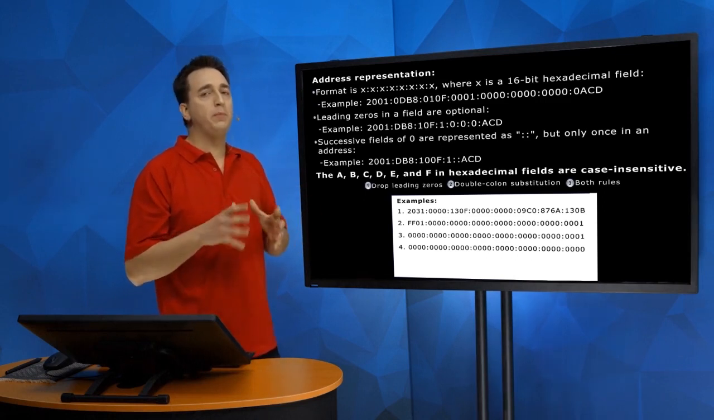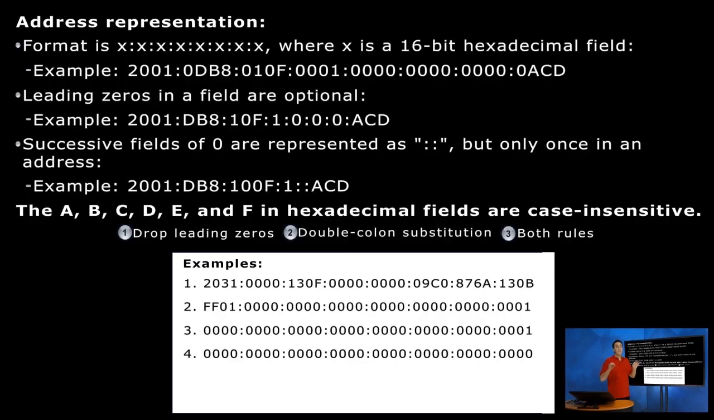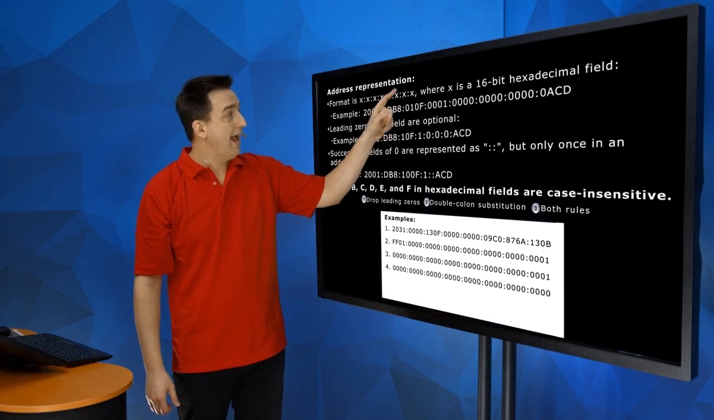So first of all, let's start off with the basics of our IPv6 addressing. First of all, it's 16-bit hexadecimal fields. So how many 16-bit hexadecimal fields do we need to make up a 128-bit address? Well, 128 divided by 16 bits each would give us 8. So right here, you can see the format is 8 different hexadecimal fields. 1, 2, 3, 4, 5, 6, 7, 8.